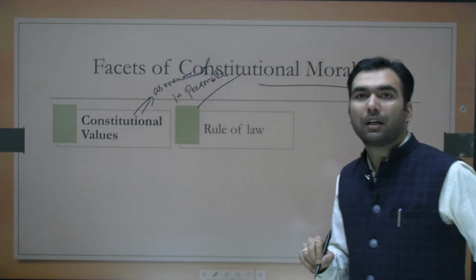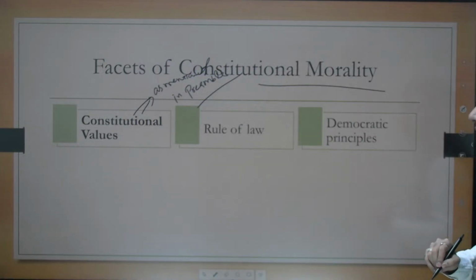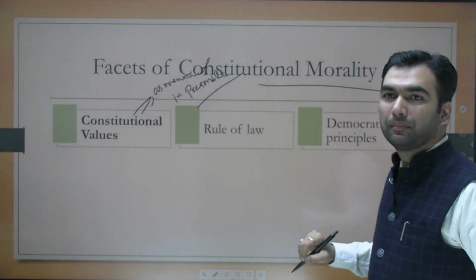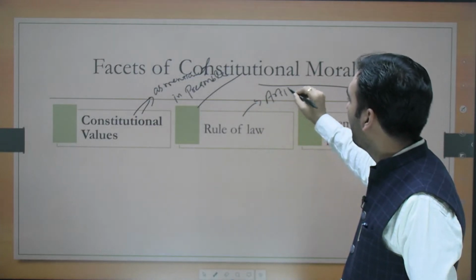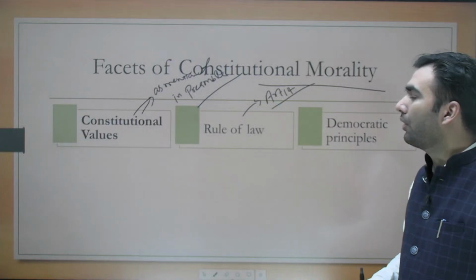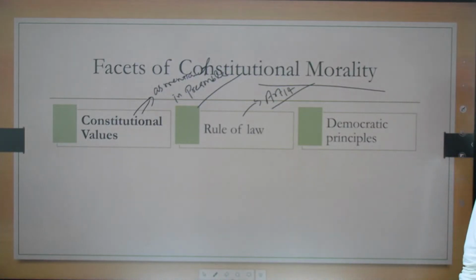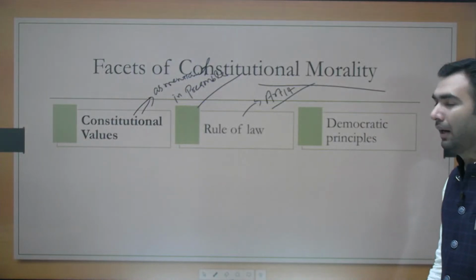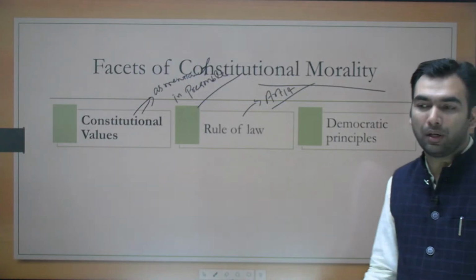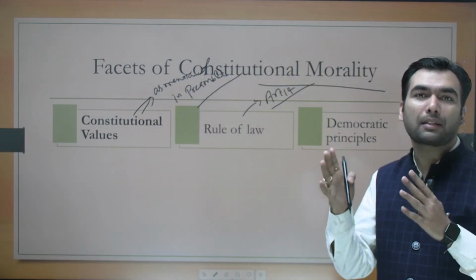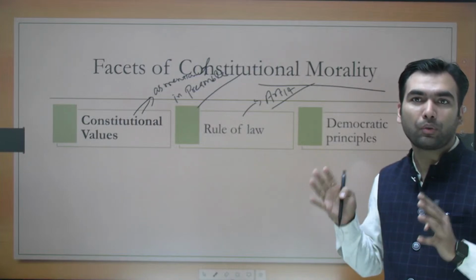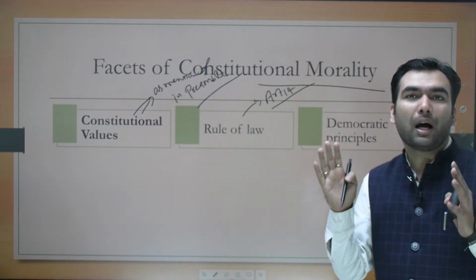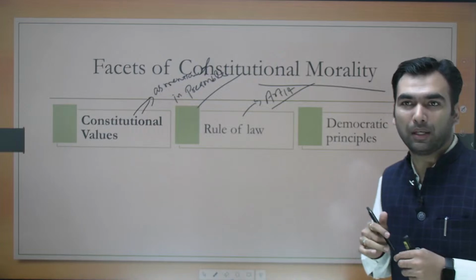Second is rule of law. Where is it coming from? It is coming from Article 14. The Supreme Court has said that rule of law is implicitly there in Article 14. Whenever there is an arbitrary action on the part of the government, it would mean there is a violation of rule of law. In rule of law, no action can be arbitrary or unreasonable.